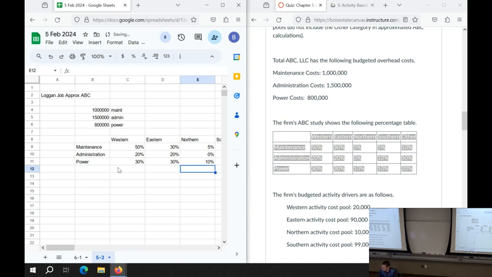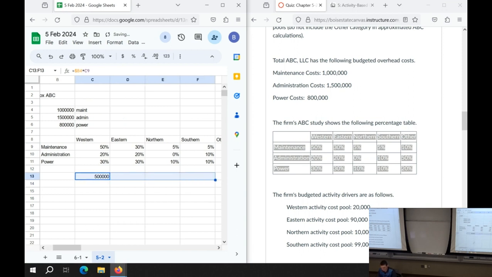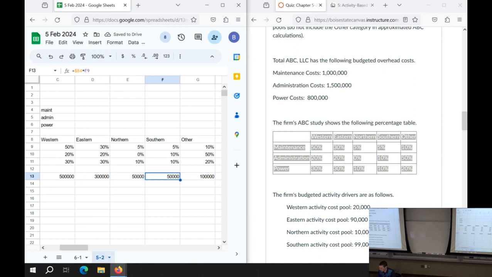Nice, very pretty. And we can now create activity cost pools like normal ABC. Okay, so we have this. I'll keep the column absolute and multiply that by our percent. So 50% of the maintenance $1 million is going to the Western activity. Copy that across. 30% is going to Eastern, and so on and so forth. Copy that down to our 3 categories of general ledger.